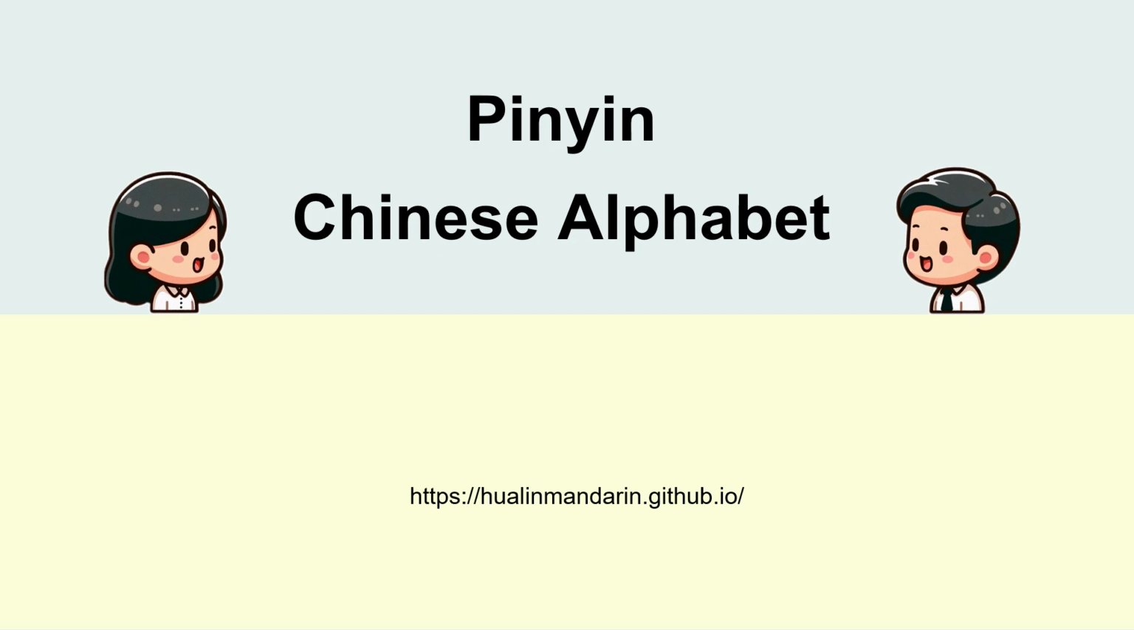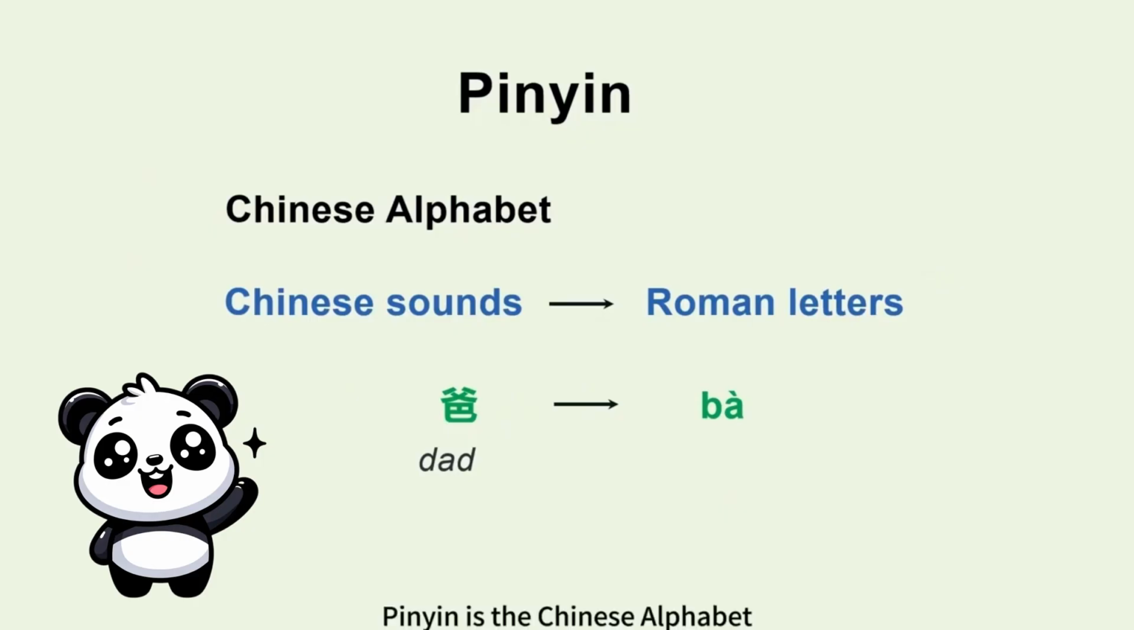Pinyin, Chinese alphabet. Pinyin is the Chinese alphabet. It transcribes Chinese speech sounds to Roman letters. For example, the Chinese word ba, which means dad, is transcribed into the letter B, the letter A, and the tone symbol above the vowel.